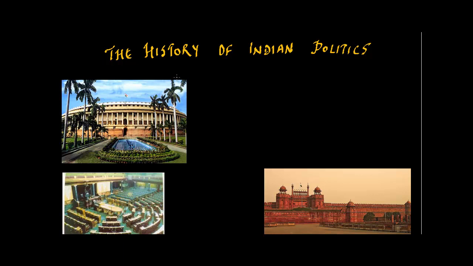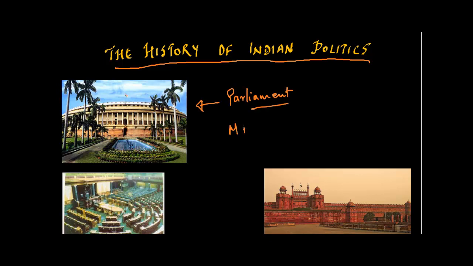Welcome all. In this video, we are going to talk about the history of the Indian political system, the history of Indian politics, rather. We see newspapers daily. We see news channels daily. We know that we have an Indian parliament, we have a council of ministers, we have members of parliament. They all talk, they all debate inside the parliament to formulate policies. They formulate policies for our country so that it can progress further.